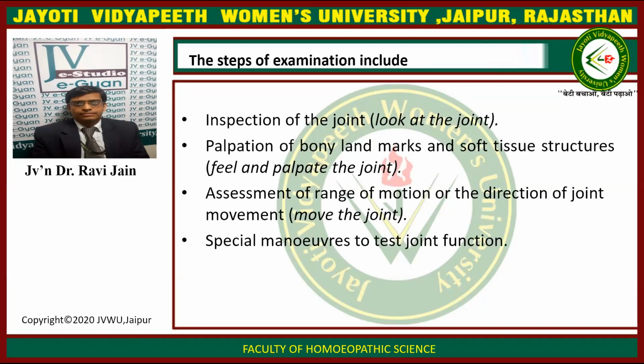Now, what are the different steps of examination? The steps of examination include the inspection of the joints, which means we are looking at the joint of the patient. We have to do the palpation of the bony landmarks and soft tissue structures; that is, we have to feel and palpate the joint. We need to assess the range of motion, or the direction of the joint movement; that is, we have to move the joint. And third, we have to do special maneuvers to test for the joint functions.